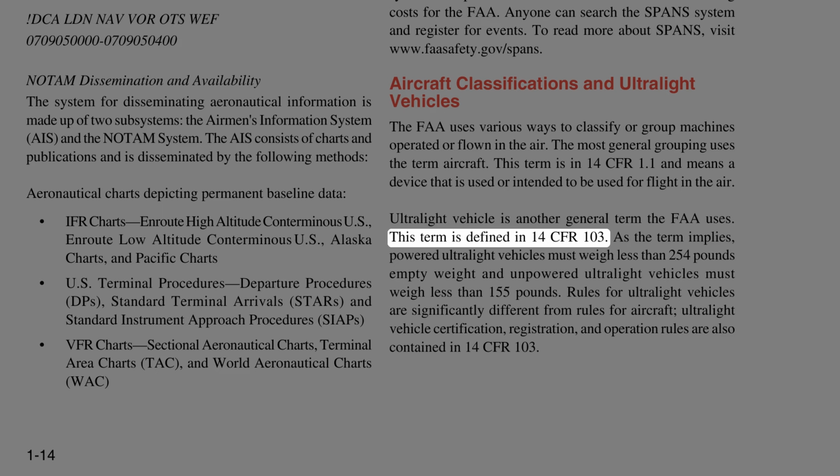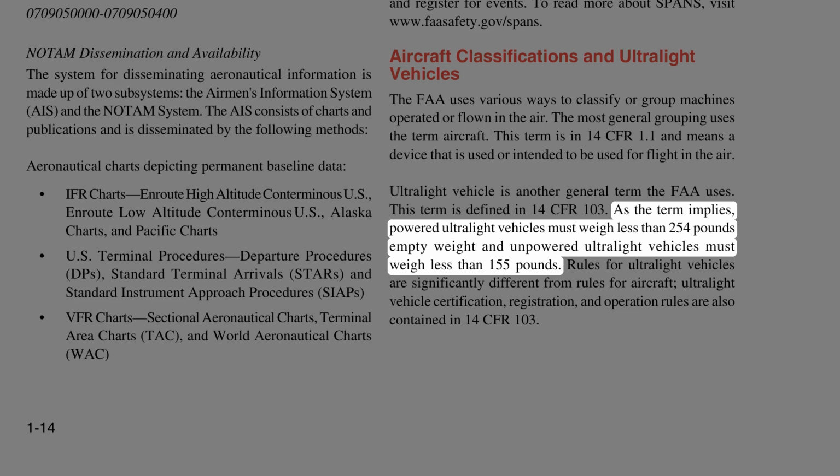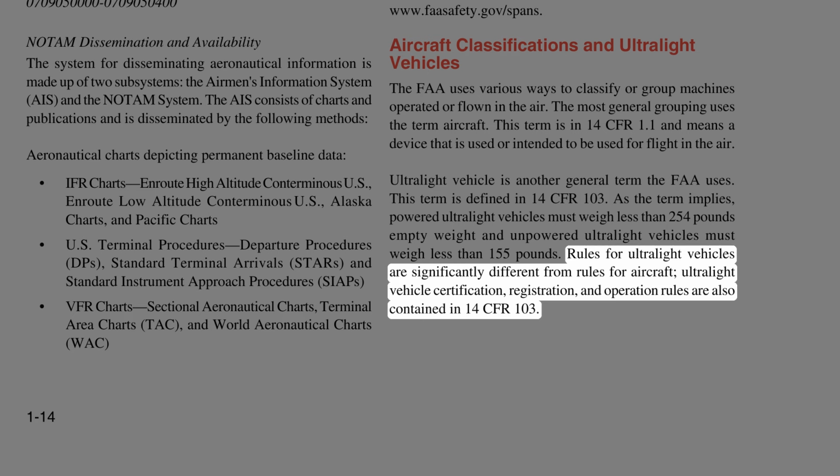This term is defined in 14 CFR 103. As the term implies, powered ultralight vehicles must weigh less than 254 pounds empty weight and unpowered ultralight vehicles must weigh less than 155 pounds. Rules for ultralight vehicles are significantly different from rules for aircraft. Ultralight vehicle certification, registration, and operation rules are also contained in 14 CFR 103.